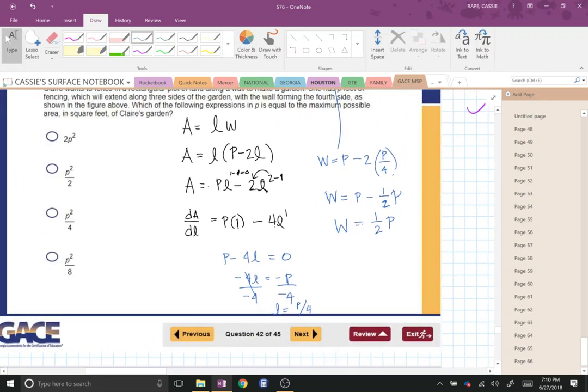All right, so I know now in terms of P, which is what it asked for, what the maximum area dimensions are. But what it asked you for is which of the following expressions is equal to the maximum possible area. And area is found by multiplying the dimensions. So area is equal to length times width, which is P over 4 times 1/2 P, or P over 2, which is going to be P squared over 8. That answer is D.